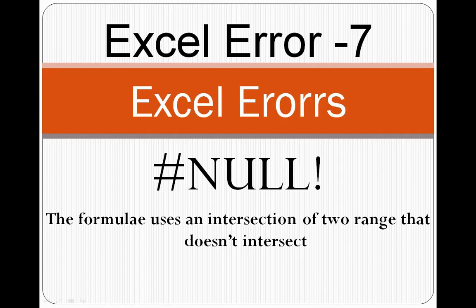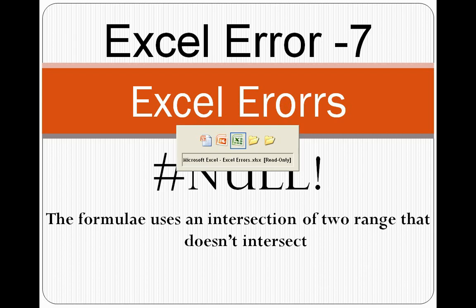Let's move on to Excel Error 7. What is Excel Error 7? It's the null error. This occurs when the formula uses an intersection of two ranges that don't intersect. Let's see how it is happening in the Excel sheet.